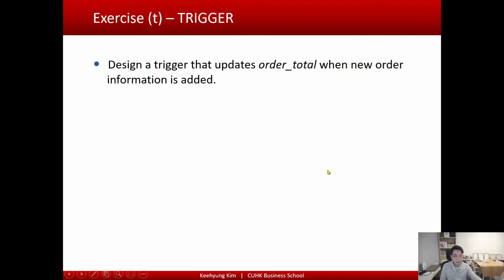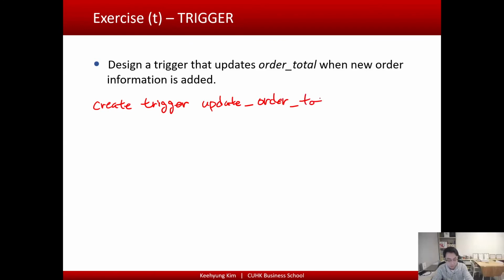So I have one exercise here. This is the last one today, so let's do this together. Let's say that we want to design a trigger that updates the order total field whenever new order information is added. Then you can design this trigger. You can start from create trigger, and I have to specify the name of the trigger. Let's just say that the name of the trigger is update order total, something like this.